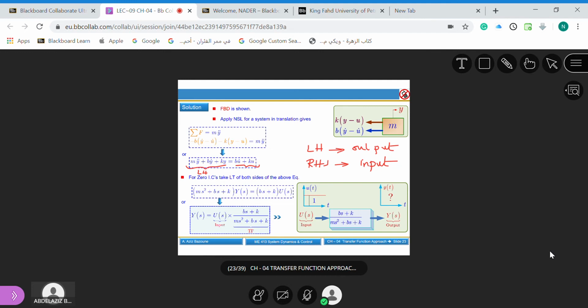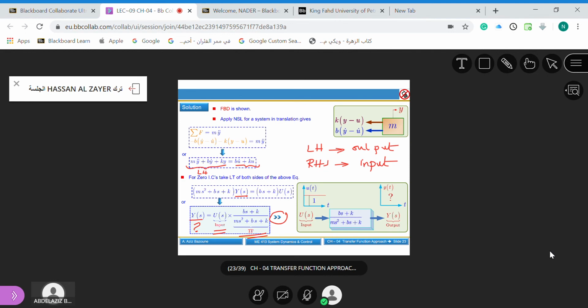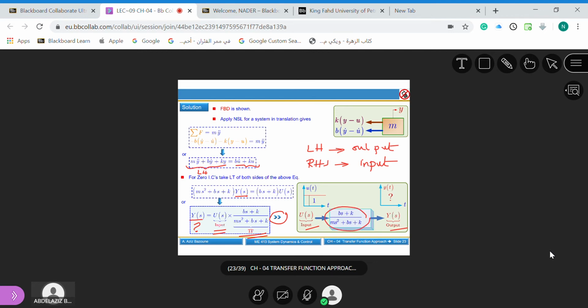For zero initial conditions, take the Laplace transform of both sides. And we end up with this equation: (ms squared plus bs plus k) Y(s), the output, is equal to (bs plus k) times U(s), the input. We can write it either in terms of a ratio or in this form. Given the transfer function and a given input, what will be the output? So U(s) is the input, Y(s) is the output, and the transfer function will be (bs plus k) over (ms squared plus bs plus k).